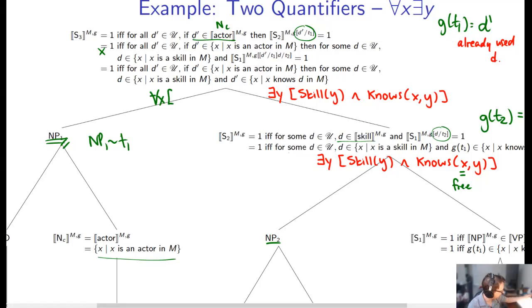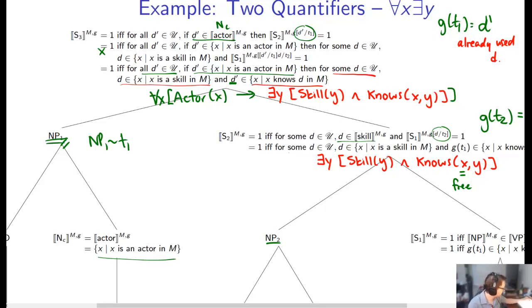If x is an actor, then there exists a y such that y is a skill, and x knows y. So at this point, the x is now bound because we've introduced the universal x. So if we take a look at our reading, for all d prime in our universe, if d prime is in the set of x such that x is an actor, then for some d in our universe, d is a skill, and d prime is in the set of x such that x knows d.